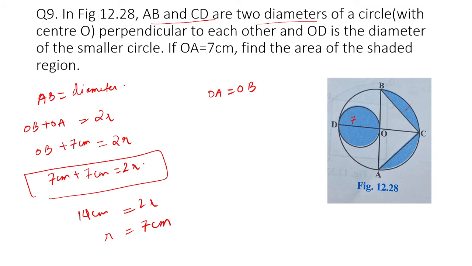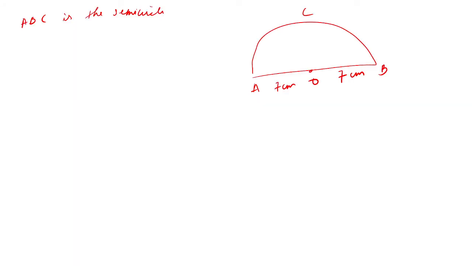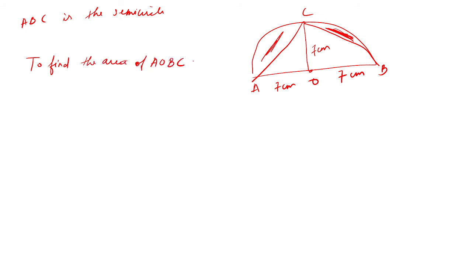But what do we know about OC? OC is also the radius of a circle, so this is also going to be 7 centimeter. Now if you see the graph, we have a triangle that looks like this, so we're asked to find this remaining area. So how do we find this area? So to find the area of AOBC, okay, or let's see.